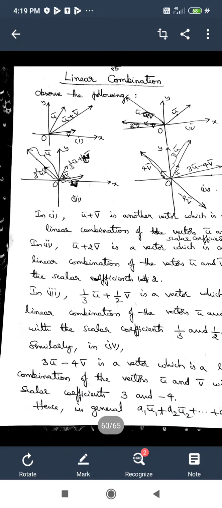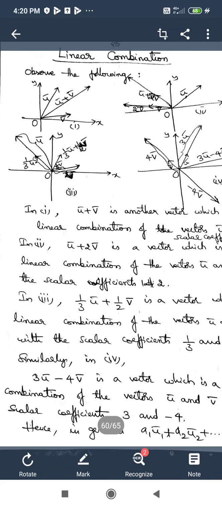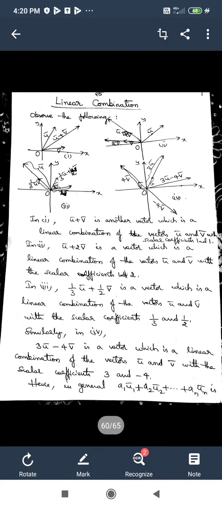Now moving on to the fourth figure, in that the resultant vector I have taken as 3u bar minus 4v bar. Even though we can see a minus sign there, it is also an additive vector, and we have to view it as 3u bar plus minus 4v bar. Here the scalar coefficients should be regarded as 3 and minus 4, and that is how 3u bar minus 4v bar is again a vector, and that is a linear combination of the vectors u bar and v bar with the scalar coefficients 3 and minus 4.